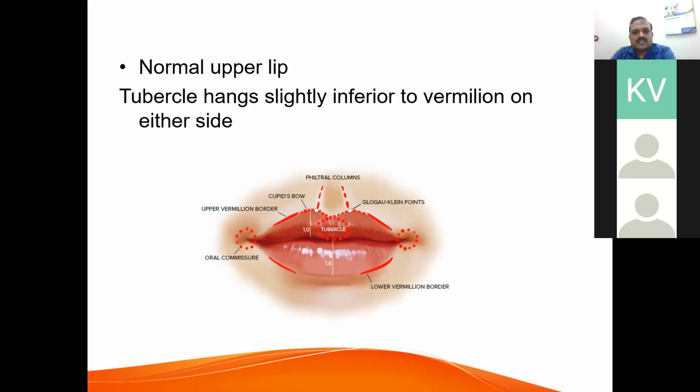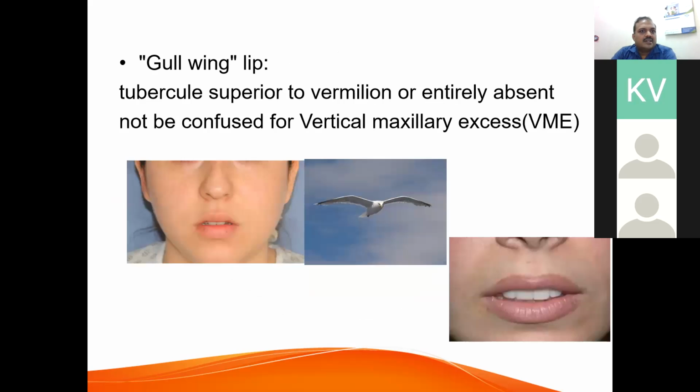You will encounter some patients who will have a typical lip called a gull-wing lip. Gull-wing is a seabird, and it is also a terminology used in manufacturing for aircraft wings. In this appearance of the lip, the tubercle is superior to the vermilion on either side. So the tubercle of the lip is slightly superior or entirely absent.